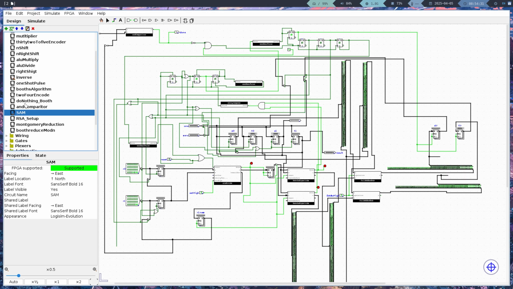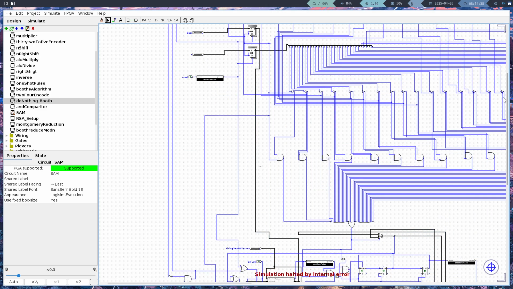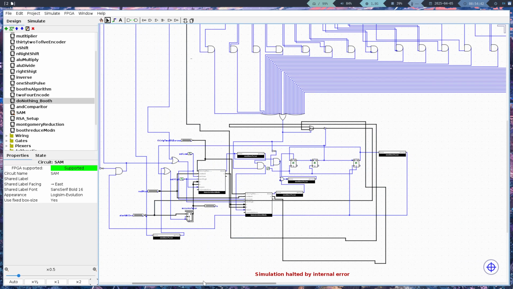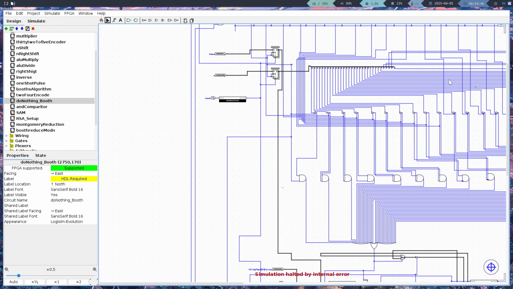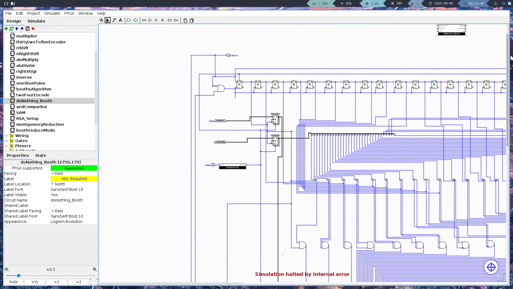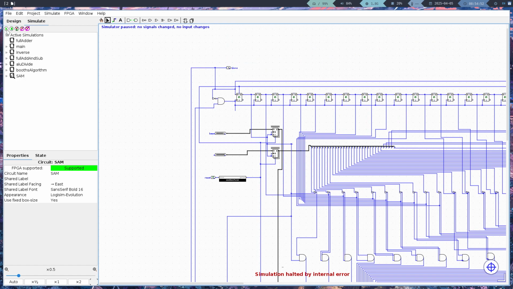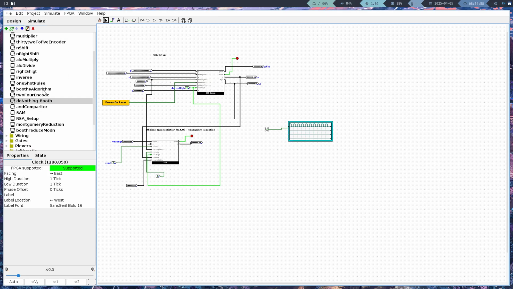It's not loading though. Yeah, it's really slow, that's the thing. There we go. Yeah, well, it's a lot of internal error. What did I do? Yeah, I have no idea what I just did. Can I just undo whatever I just did? I don't know. Yeah, let's just undo. Yeah, I don't know why that happened. Maybe I accidentally clicked on something.